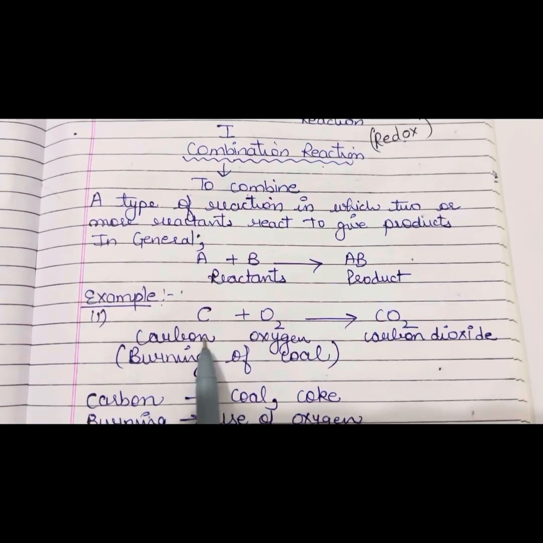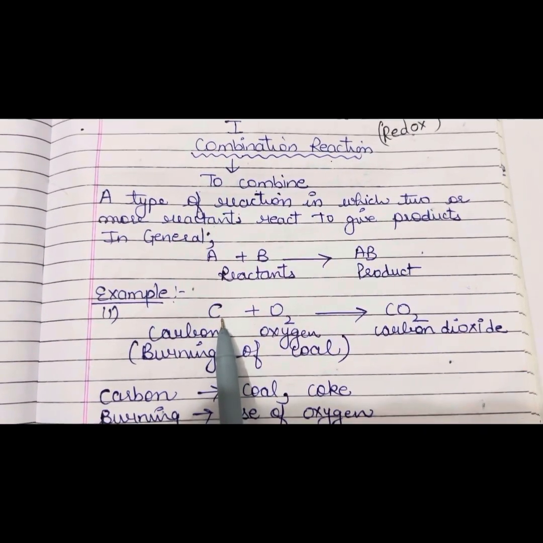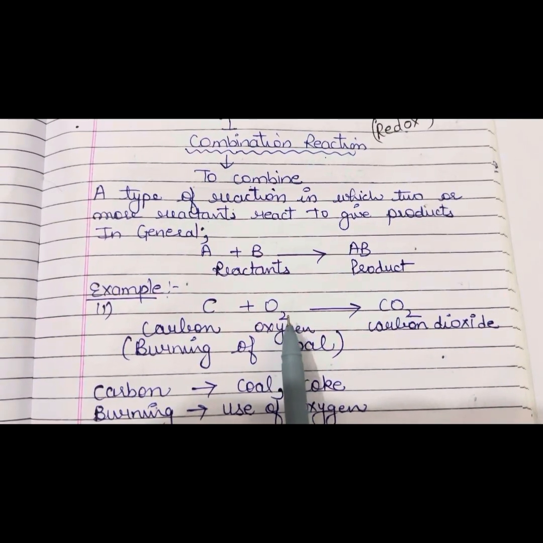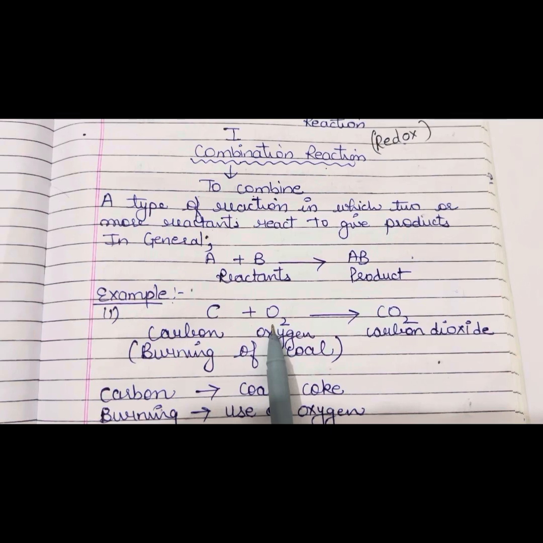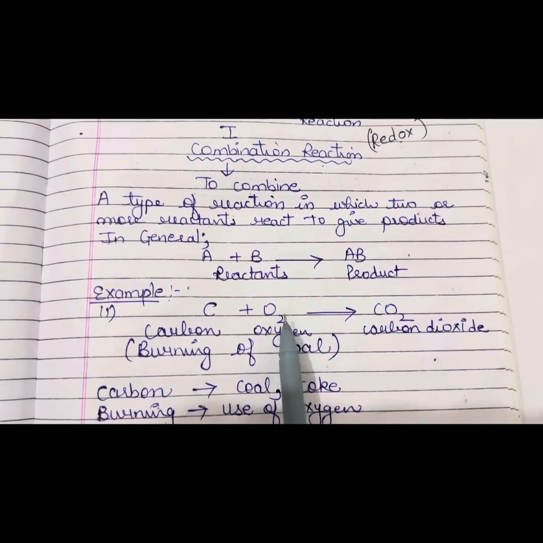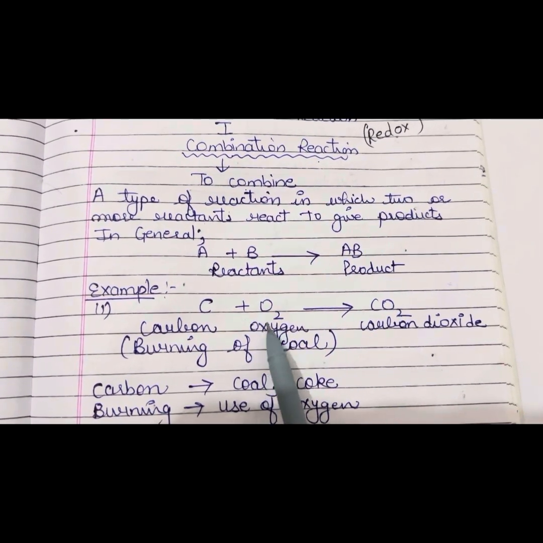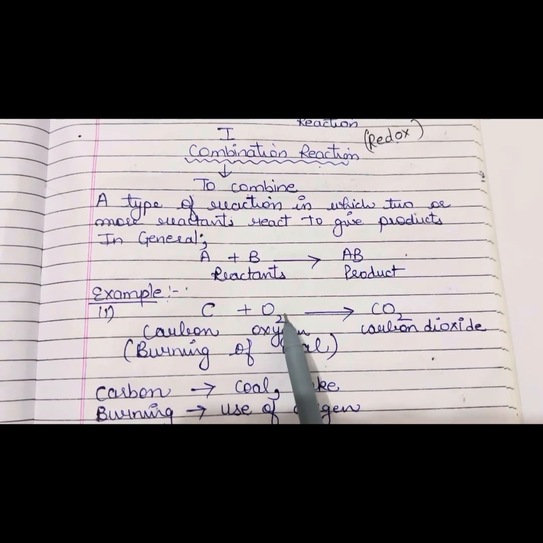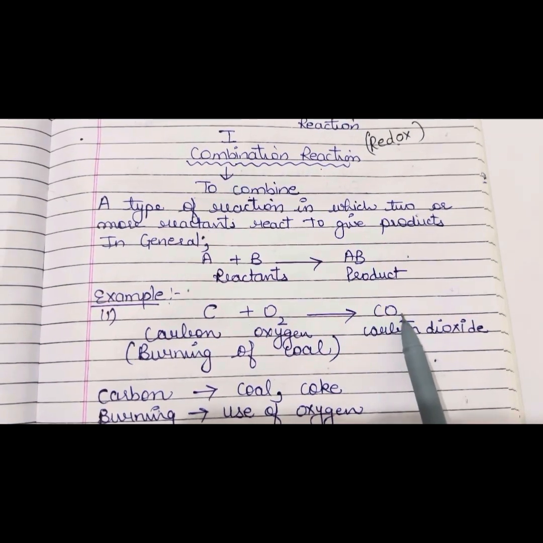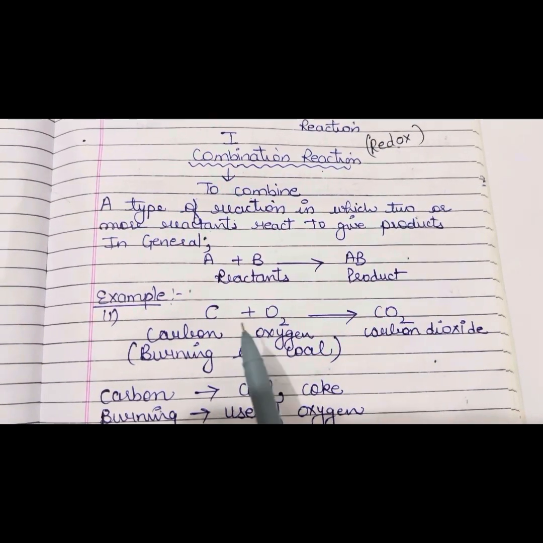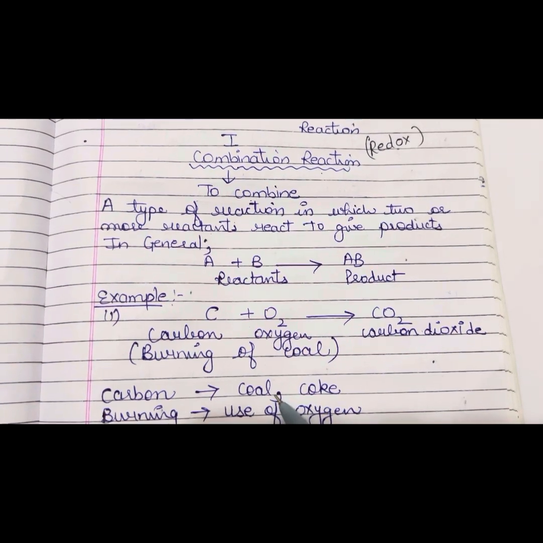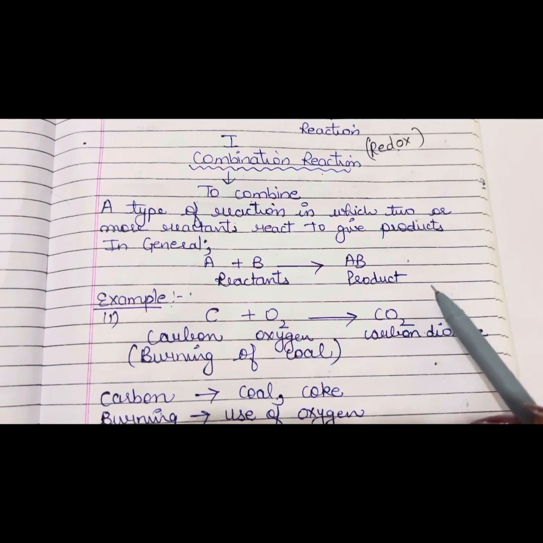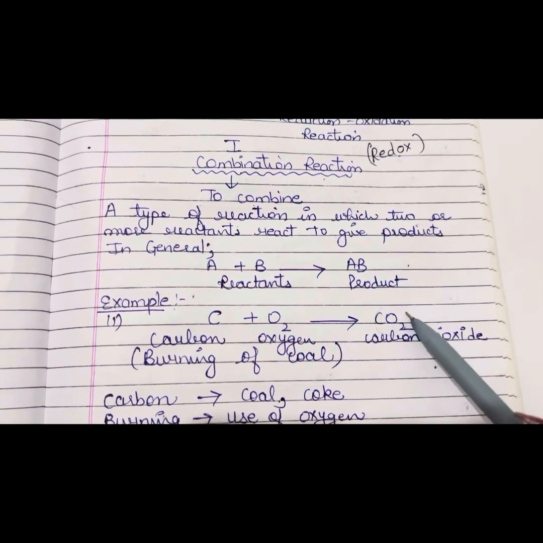For example, let us take the example of carbon, having symbol C, plus O2. O2 means oxygen. Whenever we are using oxygen in any type of reaction, that means we are burning that substance. Here we are using oxygen, which means that we are burning this carbon. When carbon burns in the presence of oxygen, it will give carbon dioxide. You can take the example of carbon as coal. In our daily life we burn coal in our houses, which produces smoke, which is carbon dioxide.